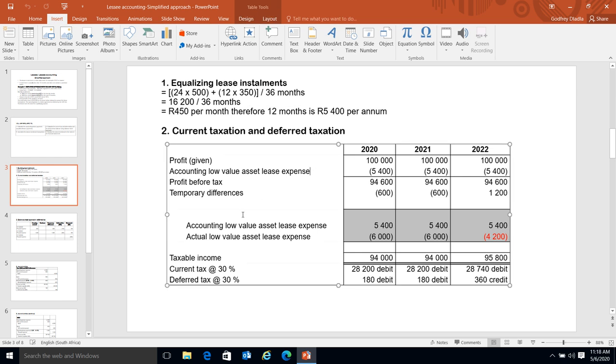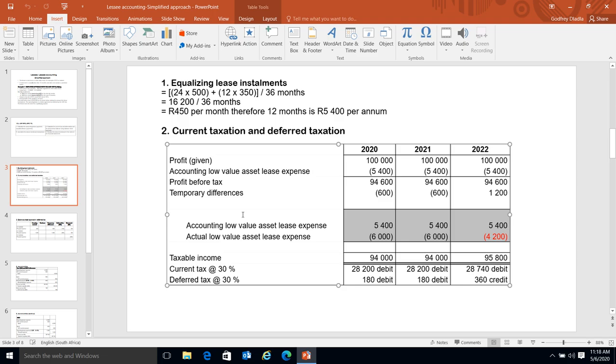Now, what you are doing under equalizing lease installments, you are making sure that because now you've got 500 for 24 months, you've got 350 for 12 months, you are standardizing. It's a standard amount. You want one standard amount per month. Say, how much is a month until I get to 36 months? Okay. So this gives you that it is 450.